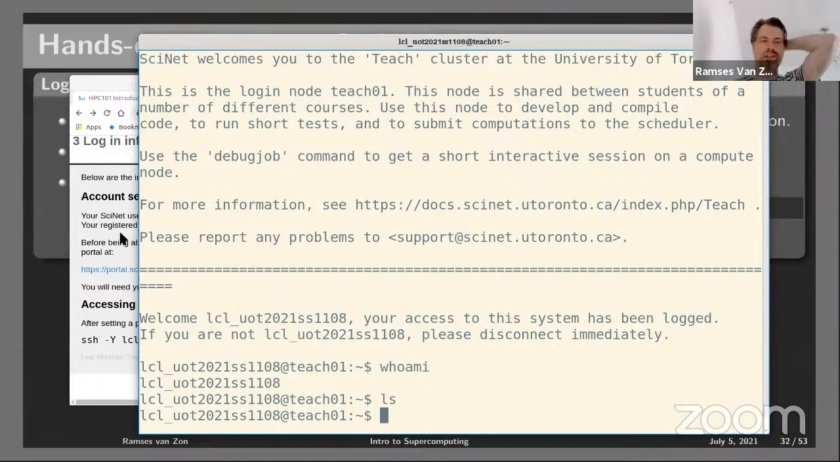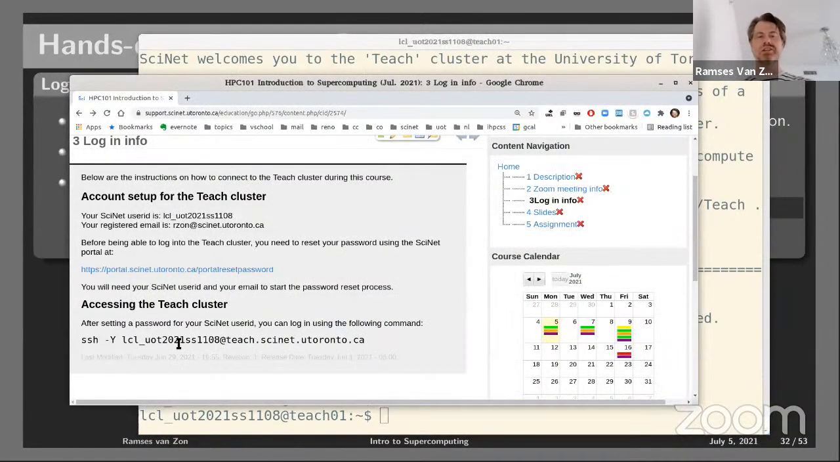Let me know if there are any issues with either getting the password set up or accessing the Teach cluster. This is actually a good time to make sure that if you have any issues, you resolve them now, because otherwise you won't be able to do any of the hands-on stuff.